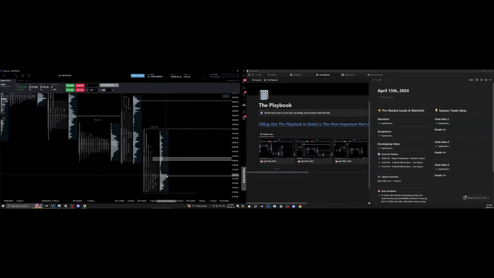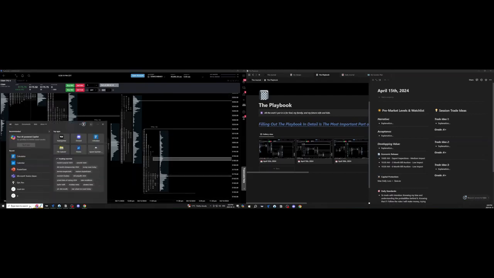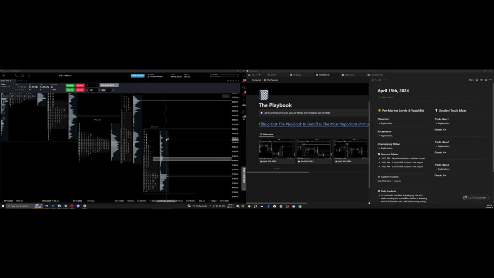But you can see this is the point of control of the TPO and of the volume profile. And the point of control is just an area where price has spent the most time and the most amount of volume has been traded. Now, two things can usually happen at a point of control. I'll explain those in a second.